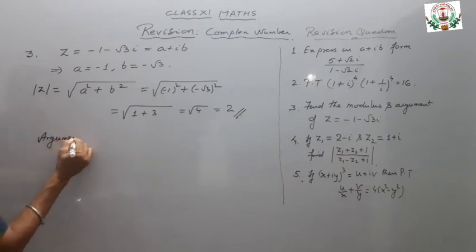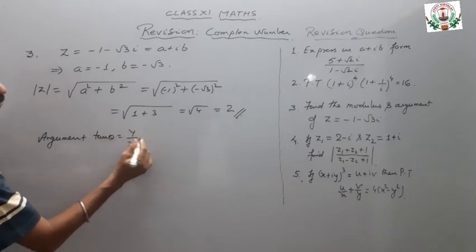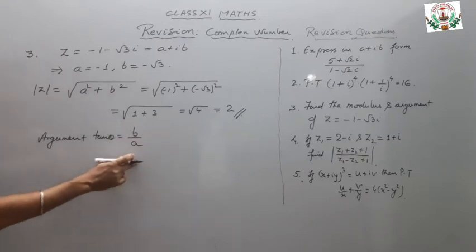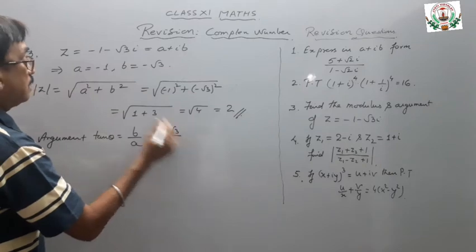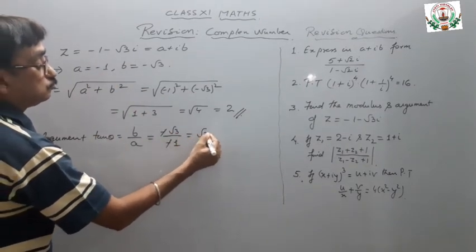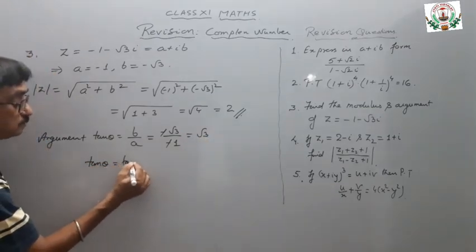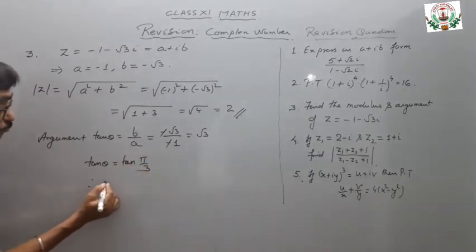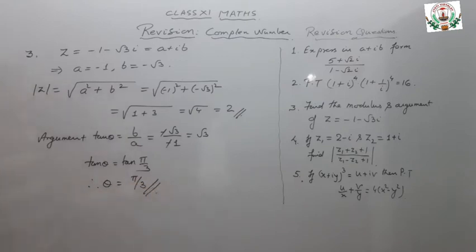So the argument is given by tan theta equals b upon a, imaginary part upon real part. The imaginary part is minus root 3 and the real part is minus 1. The minus signs cancel out, so root 3 by 1 is root 3. So tan theta equals tan 60 degrees, which is root 3, so it is pi by 3. So our argument, when we compare the angles, theta equals pi by 3.